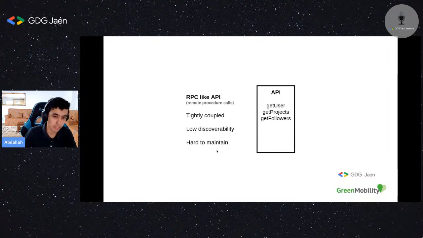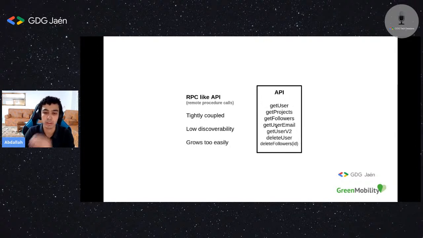And finally, it's hard to maintain, and that's because this API grows really fast. It's so easy to make new functions that solve a new problem. So if we added, let's say, a new field to the user, which is an email, we could just create a get user email function, because it's really easy to create. Or we can even create a version 2 of the API. And this, in the long term, makes the API really hard to maintain and not very scalable. So what can we do to solve these kinds of problems?